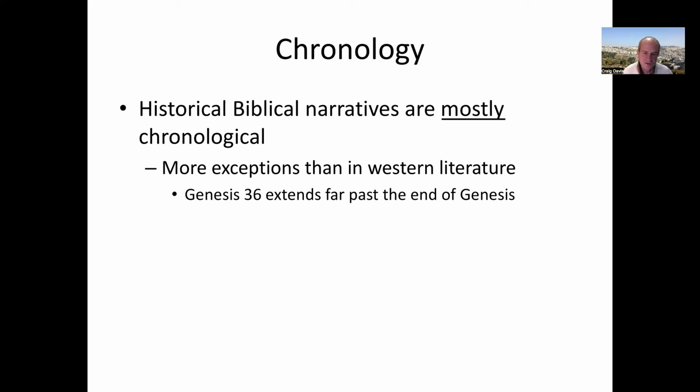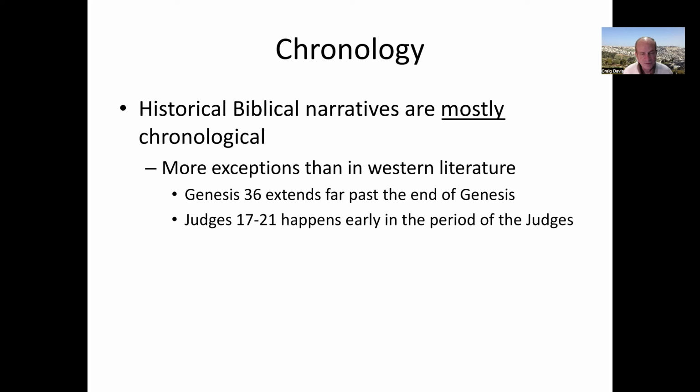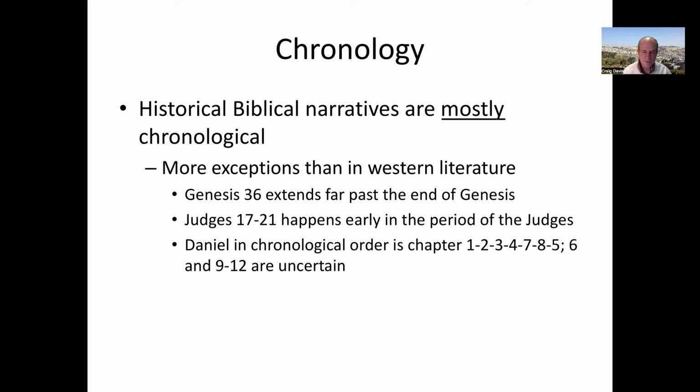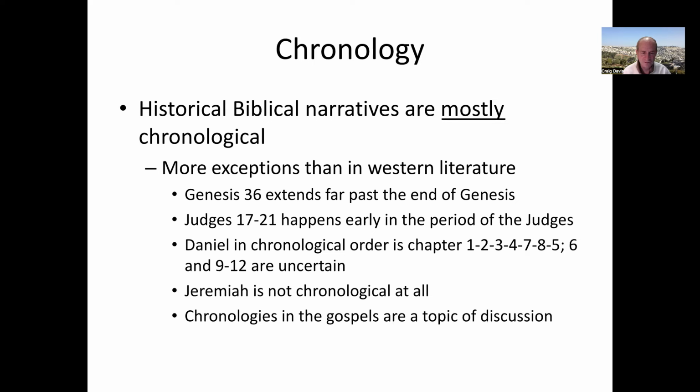Like Genesis 36 extends far past the end of Genesis in time. Judges 17 to 21, that's the tail end of the book of Judges, that happens actually early in the period of Judges. Daniel, if you put the chapters in chronological order, it would go 1, 2, 3, 4, 7, 8, 5, and then 6 and 9 through 12. It would be somewhat later, but not quite sure how to order those. And the book of Jeremiah has a fair amount of narrative in it too, and it's not chronological at all. I didn't even try to write down the order that it goes in.